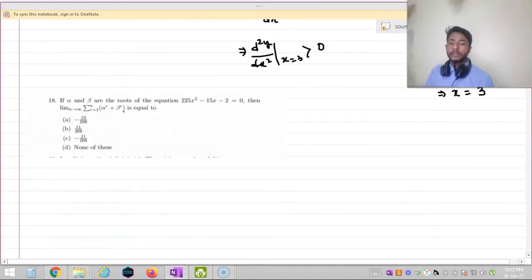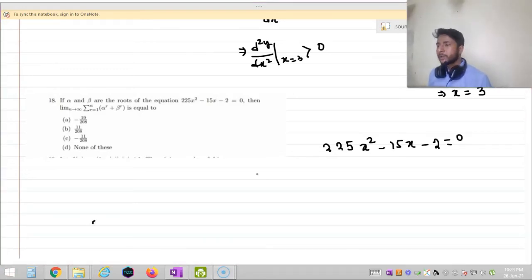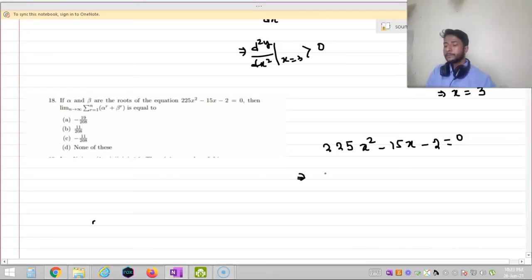The next question says that alpha and beta are the roots of the equation 225x squared minus 15x minus 2 is equal to 0. If you solve this equation by using the Sridhar Acharya method, you will find the roots are x equal to 2 by 15 and minus 1 by 15.